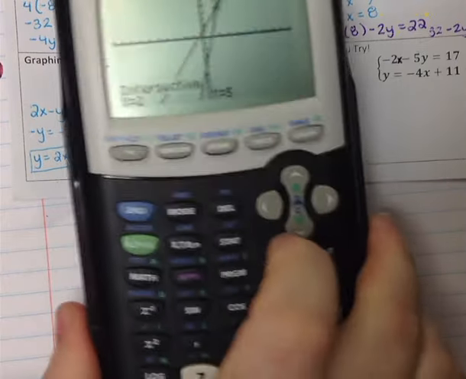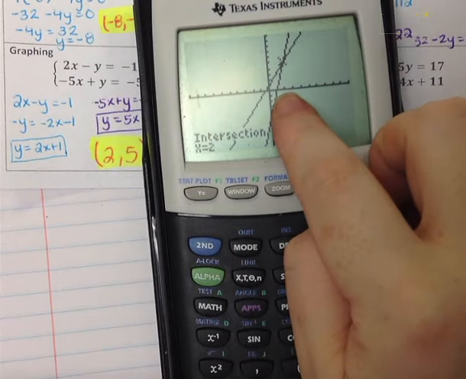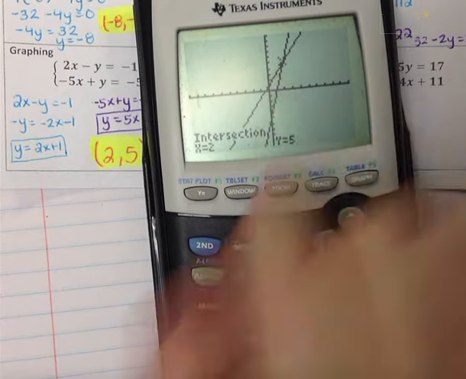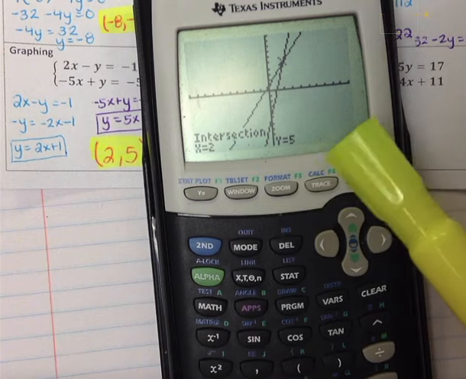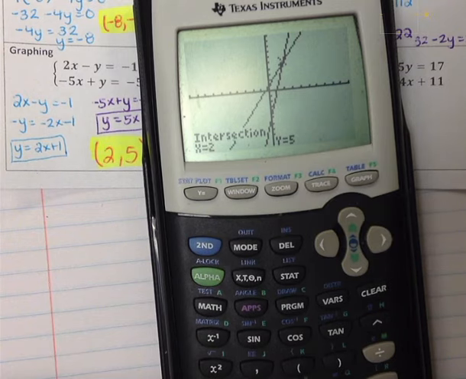And we can see in our graph that it does look to be at about (2, 5) from just looking at it. But we always want to find the actual answer using our calculator instead of just looking at it, because those could have been decimals.